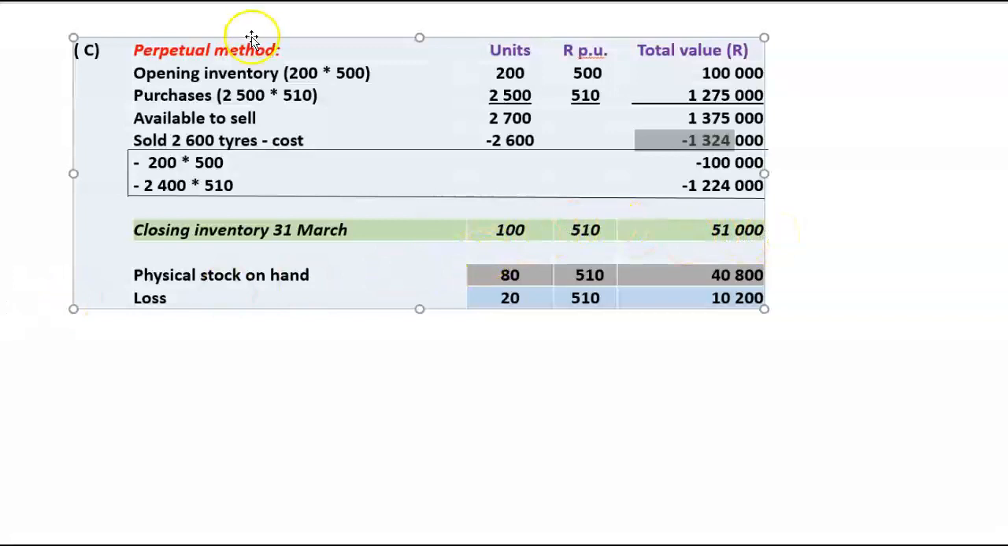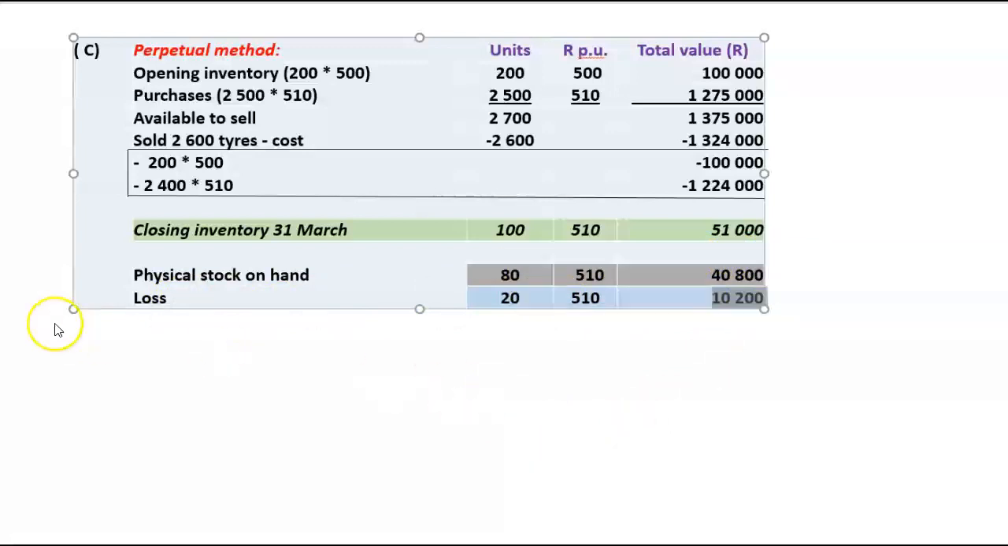Now, then they performed a physical stock count, and there were only 80 tyres on hand according to the physical stock count. So therefore, guys, you can clearly see that 20 tyres somewhere got lost. Now, the 80 tyres would also have been valued at the last purchase price of 510 Rand. So that means that we have to write down our inventory in the GL account to a balance of 40,800 Rand. So the loss that we have incurred was 10,200 Rand.